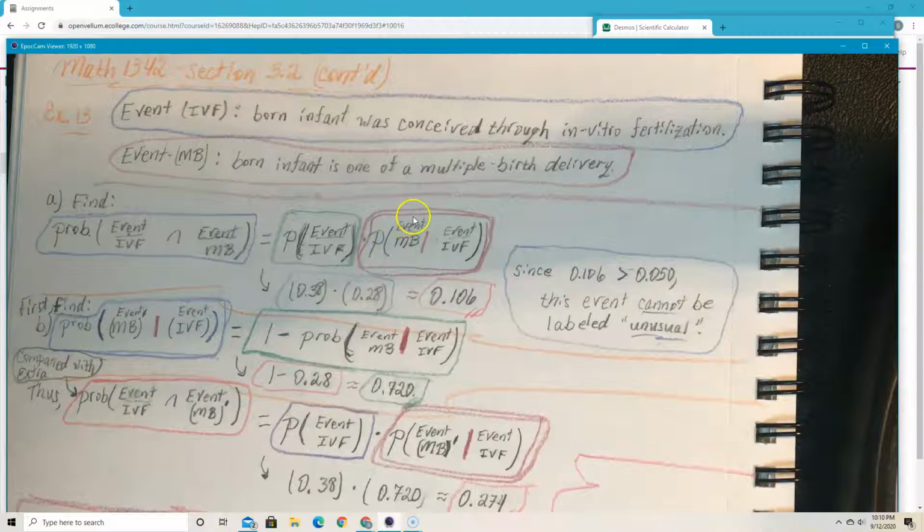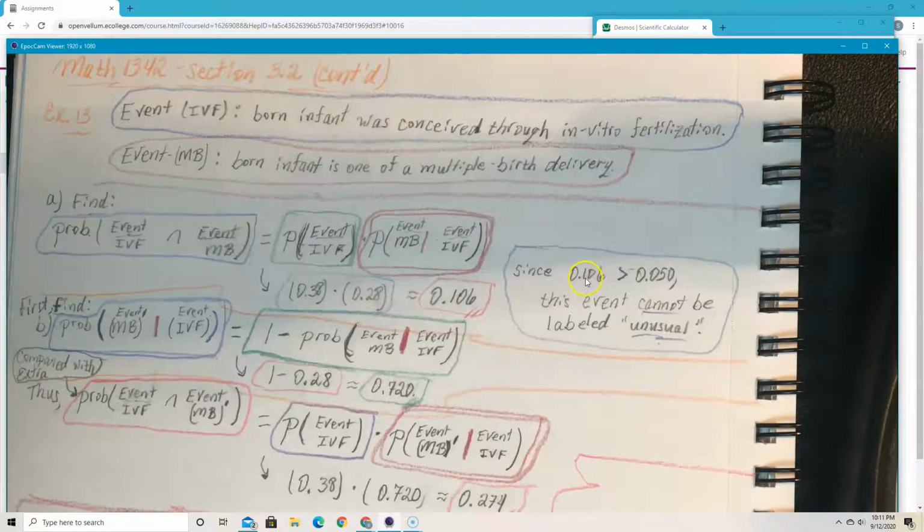The probability of an infant being born having a multiple birth delivery, knowing that they were conceived through in vitro fertilization, is 28% chance. So this one is the 0.28, this one is the 0.38. Multiply these together and you get about 0.106.